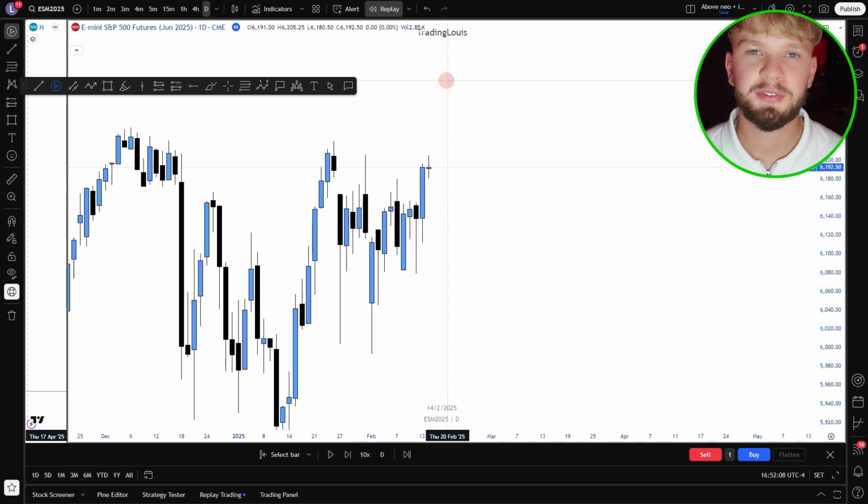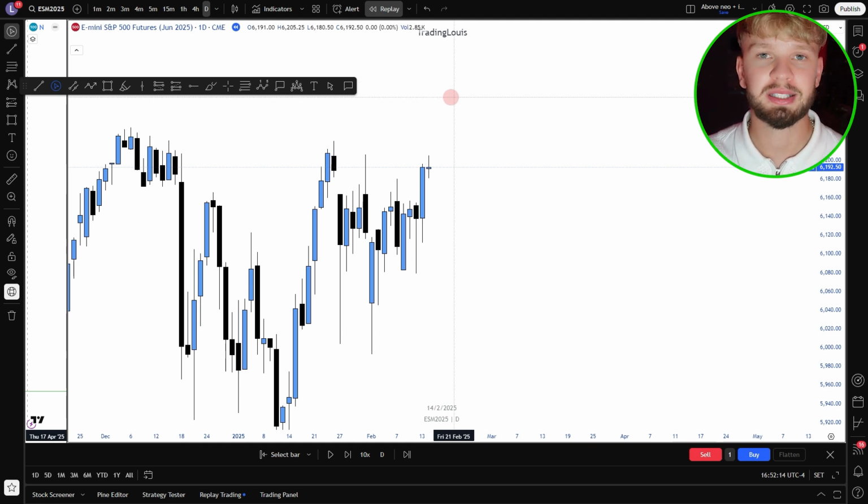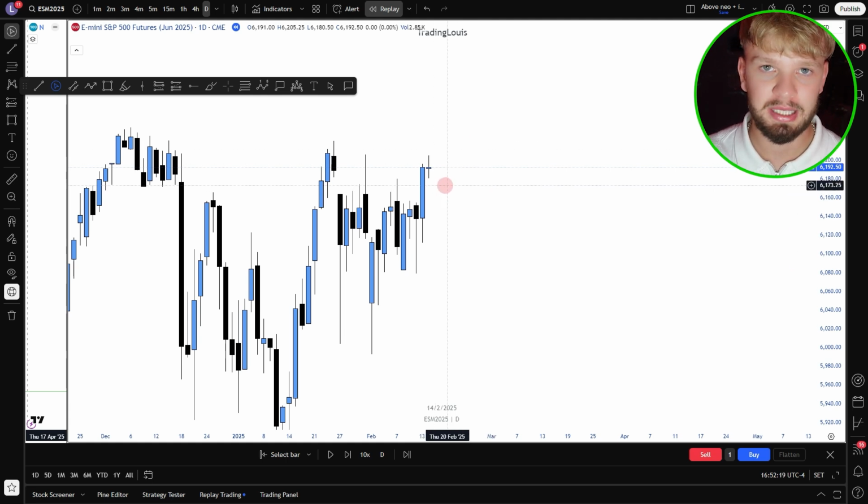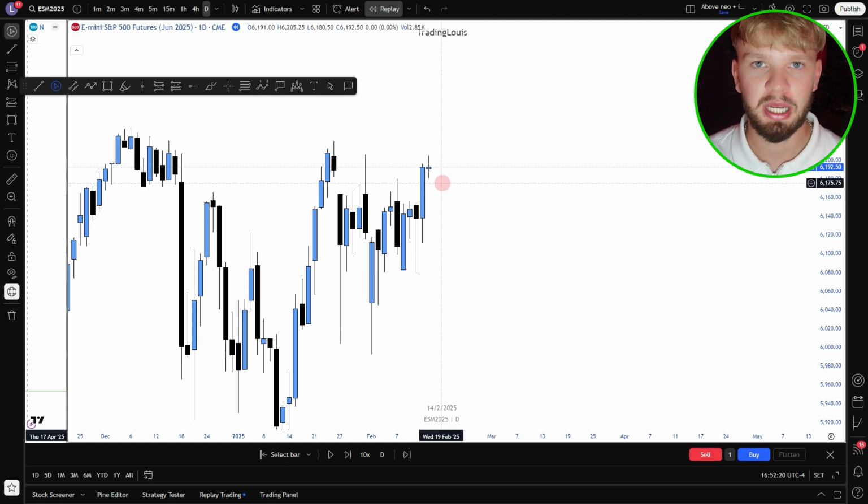Okay, so now I have shown you the 2 main concepts. So guess what I'm now going to do? I'm going to show you how you can simply use these 2 concepts, fair value gaps and liquidity, put them into price action and use it to create a trading strategy.